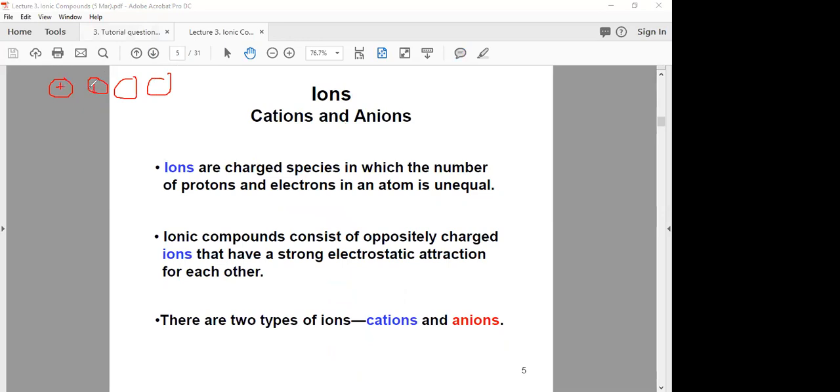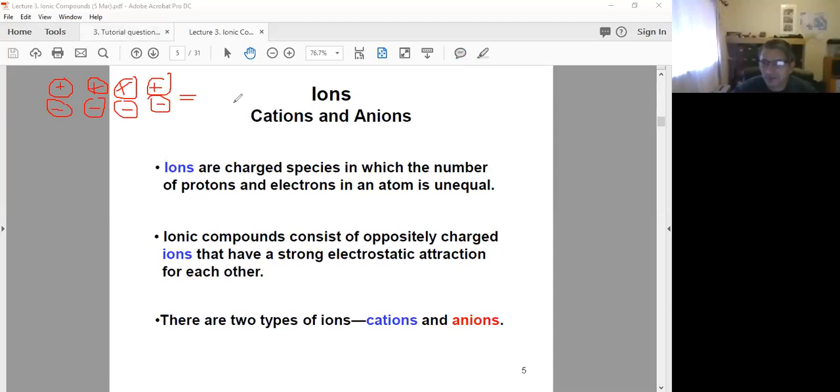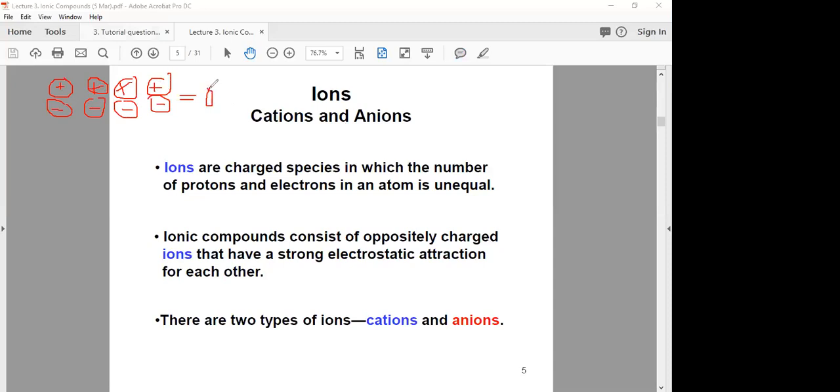Okay, so we have a hypothetical atom here with 4 positively charged protons and 4 negatively charged electrons. The number of positive charges is equal to the number of negative charges. So what is the overall charge on this particular atom? Neutral, 0. Correct, no charge.